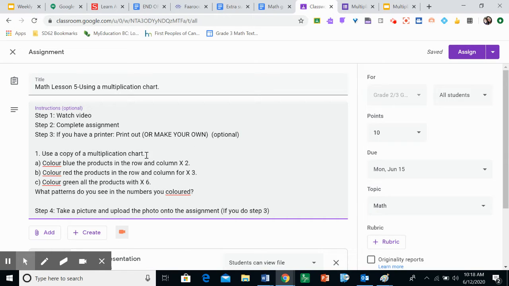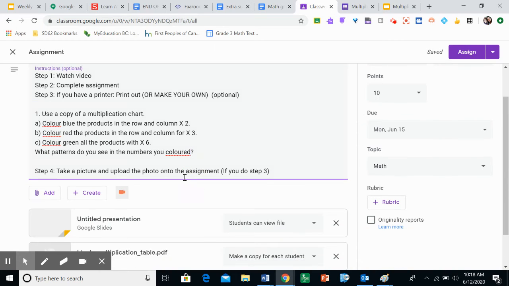For the multiplication chart, if you decide to do it, you're going to color in blue the products in the row that are multiplied by 2, so in both directions. And red for the ones that are multiplying by 3. You're going to color green all the multiplication by 6 answers. Okay, and then you need to write a comment on this assignment telling me what patterns you see. Excellent. And then once you're done that, you can upload a photo of it onto this assignment for me. But remember, this part is optional.